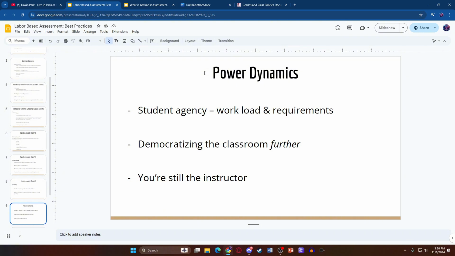Power dynamics. This is something that I didn't want to ignore, right? Student agency is a big thing, especially if, again, we're trying to empower our students, right? We want to give them a sense of capacity to do things, right? And especially when it comes to the workload and requirements of a course, in that initial negotiation phase, students can literally tell you the amount of work that they're willing to put in for the grade that they want. And so that might be a level of power that your students are not accustomed to. It helps us democratize the classroom further, right?